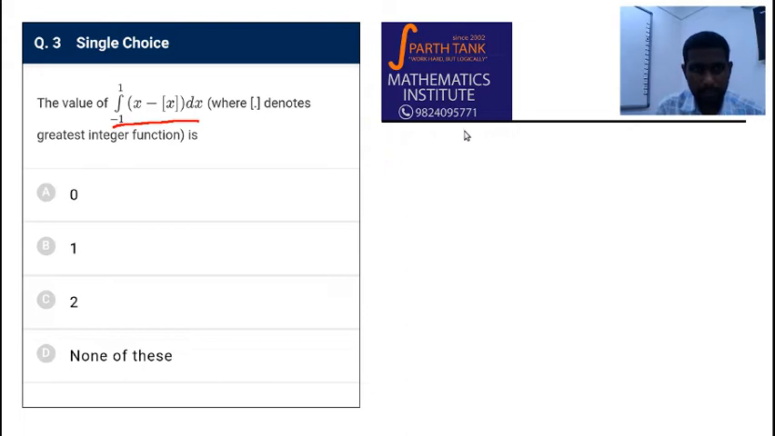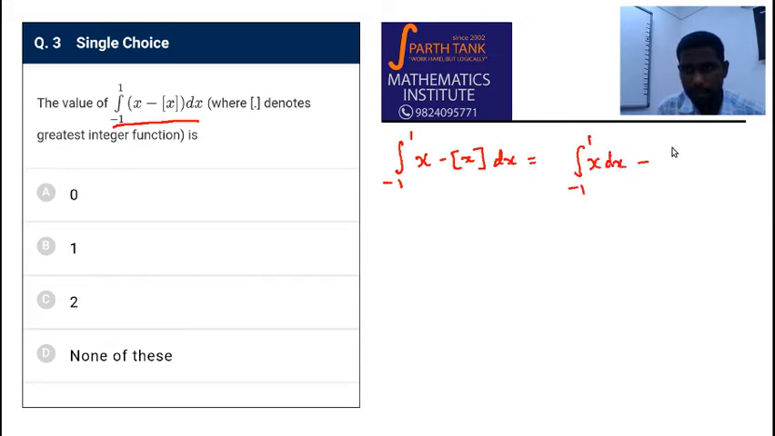Now this function: the integral from minus 1 to 1 of x minus floor x dx. First of all, let us split it into two integrals: the integral from minus 1 to 1 of x dx minus the integral from minus 1 to 1 of floor x dx. Now this first integral, if you see, x is an odd function. Any odd function integrated from minus 1 to 1 is 0. Therefore this integral is 0.